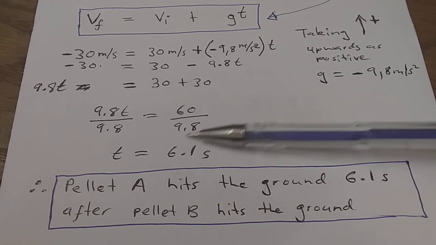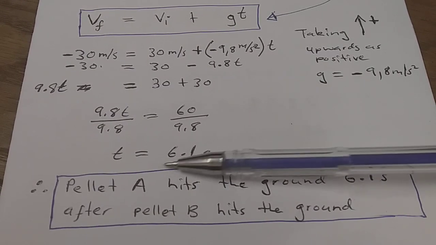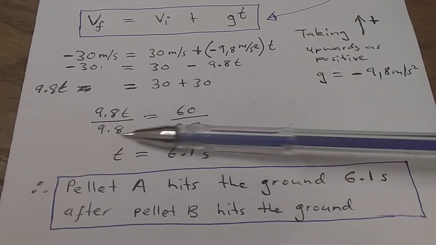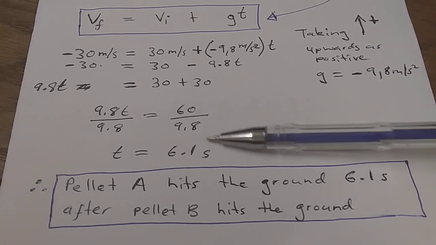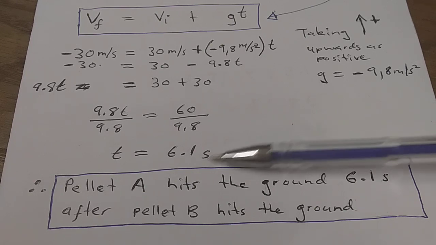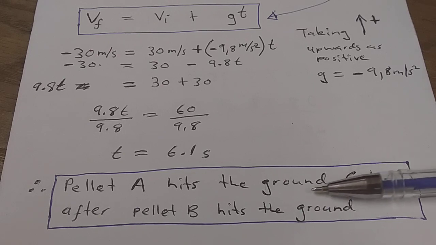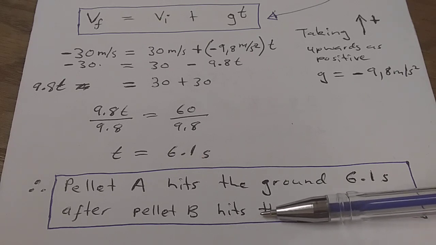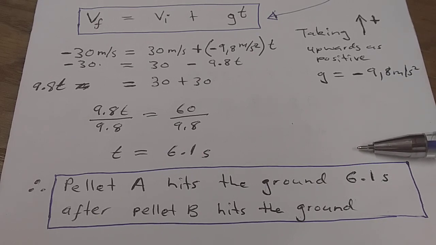The answer you get there is the total time, the lag, the time the pellet was in flight at the moment pellet B was being fired downwards. It was in flight for 6.1 seconds. So pellet A hits the ground 6.1 seconds after pellet B had already hit the ground. Obviously pellet B was the one to hit the ground first, and this one was delayed because it had to go up and come down.